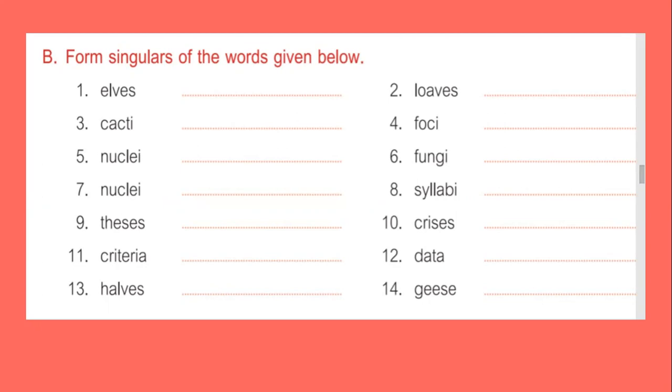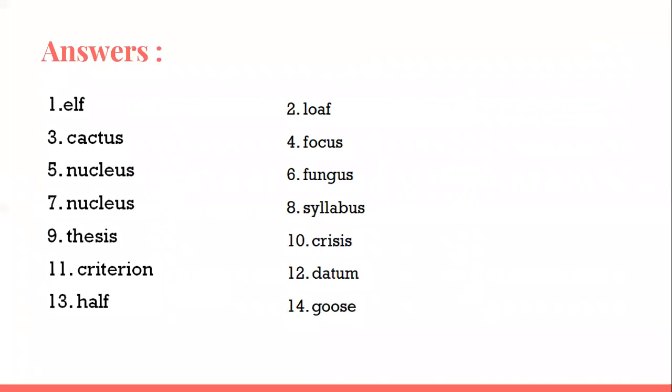Okay. Elves, loaves, cacti, foci, nuclei, fungi, nuclei again, syllabi, thesis, crisis, criteria, data, house, and gaze. And the answer is this: elf, loaf, cactus, focus, nucleus, fungus, nucleus, syllabus, thesis, crisis, criteria, datum, half, and goose.